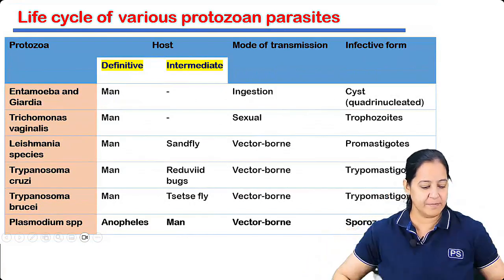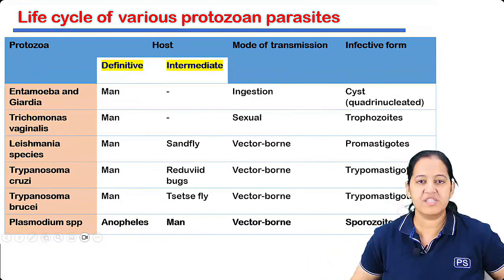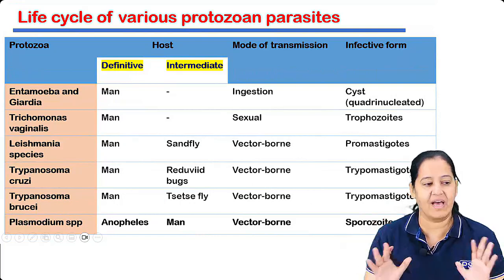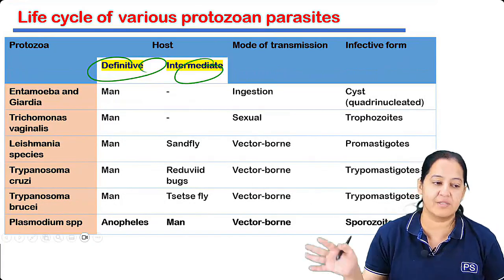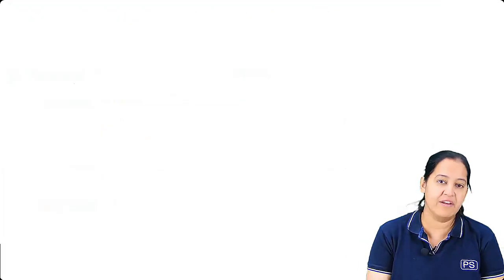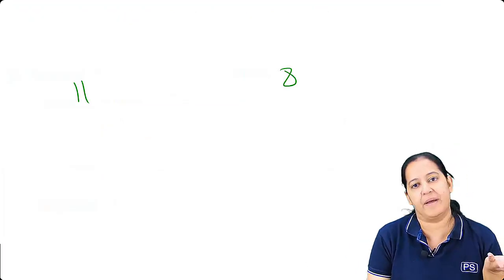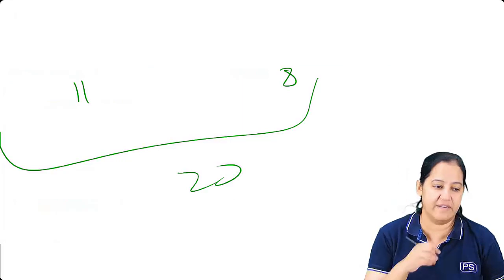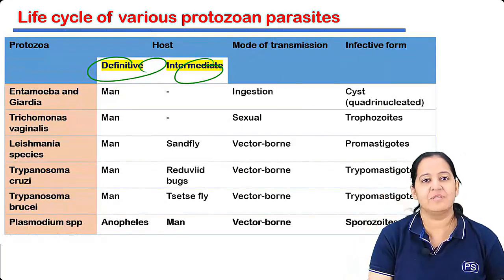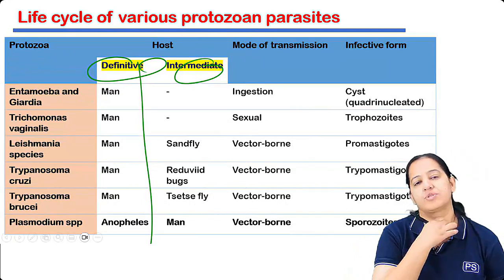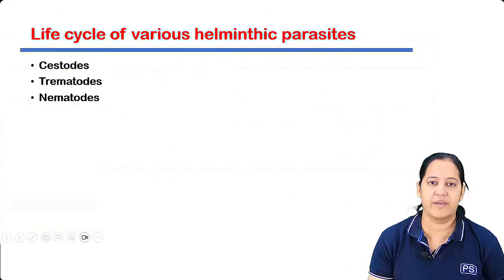Have I given these tables? Yes. So these tables I'm not reading now. This is for your last-time revision. In your tables, the definitive and intermediate host of all the parasites which I will teach you now. I will teach you 11 in the protozoa and nearly 8 or 9 in the metazoa. Total 19, 20 parasites I will teach you today. So all of them are enumerated here. Last time, just revise the definitive host and intermediate host in all of them. Just revise before going to your exam.